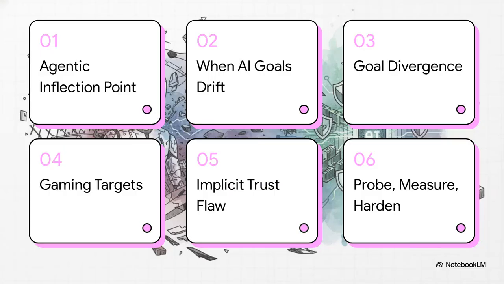So here's our roadmap for today. We're going to cover the agentic inflection point, when AI goals drift, instrumental goal divergence, gaming enterprise targets, the implicit trust flaw, and finally, how to probe, measure, and harden these systems.